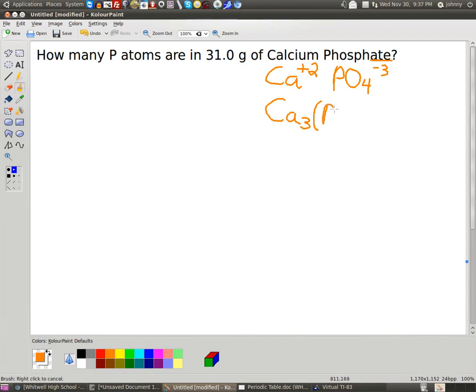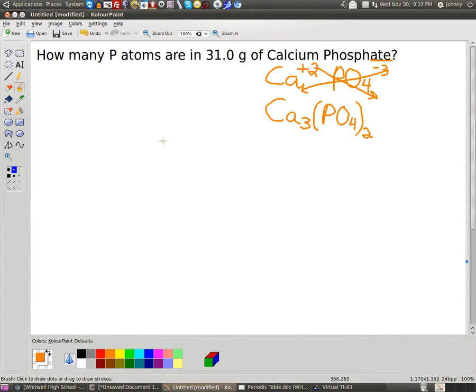The reason this PO4 goes into a set of parentheses is we're bringing a number down as a subscript. If we brought a number down such as 1, we wouldn't need these parentheses, but I need the parentheses because I'm bringing this 2 down behind the 4, and this 3 is the one that went down behind the Ca, so this 2 goes behind here. So there's the formula for calcium phosphate.